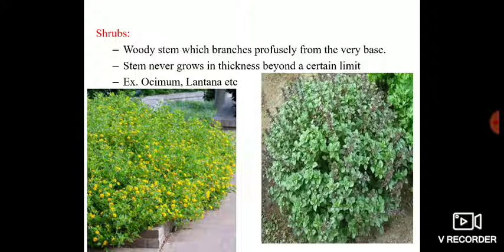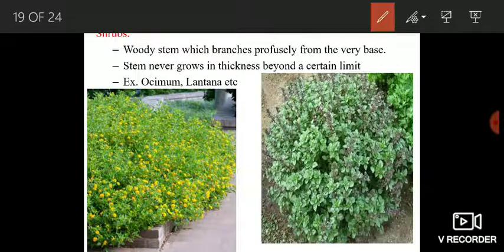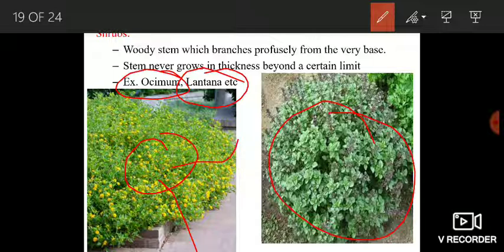And the examples are, you are having Ocimum here. This is Ocimum, and you are having Lantana. This is the Lantana. These two species of plants are shrubs. One more important feature that you will remember is this Lantana is an invasive species. It does not belong here. It has been introduced from somewhere else, and it has established in our habitats, and it has resulted in its invasion.